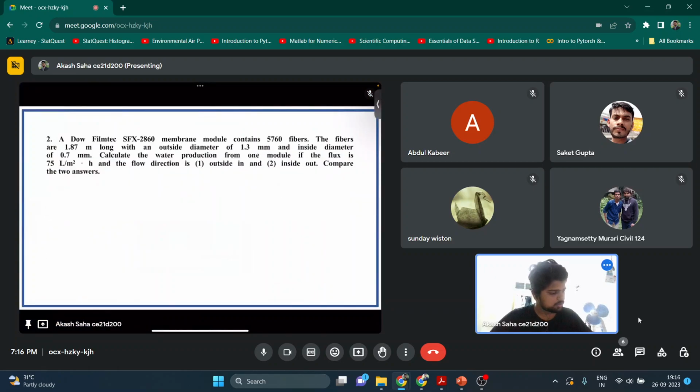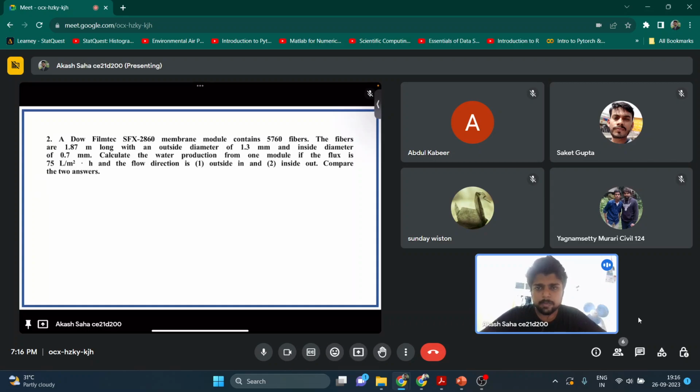Okay, so now the next question, a very simple question, you can solve it in one line. It says that a DOW FilmTec SFX membrane module, that is the name of the membrane, contains 5760 fibers. The fibers are 1.87 meters long, with an outside diameter of 1.3 mm and an inside diameter of 0.7 mm. So it's a cylindrical type of membrane. Okay, so we have been given both the outside and the inside diameter.